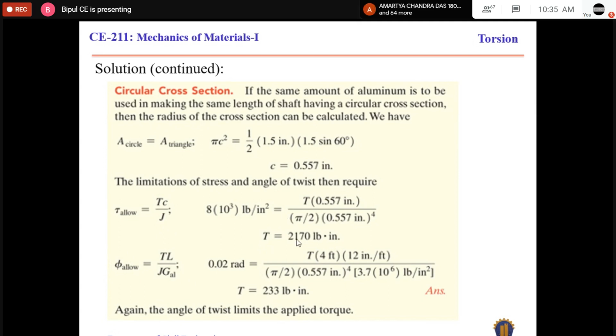So if we consider these two torques, the maximum allowable torque will be this one, 233 pounds. Again, for circular shaft, we have seen that the limiting applied torque depends on the angle of twist. That means the angle of twist limits or dominates the applied torque.